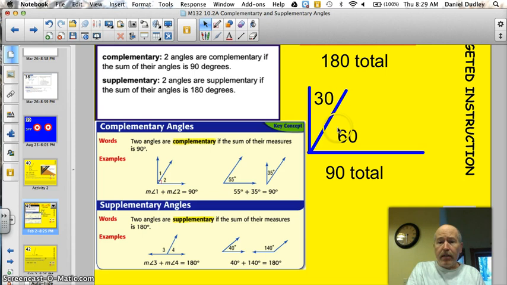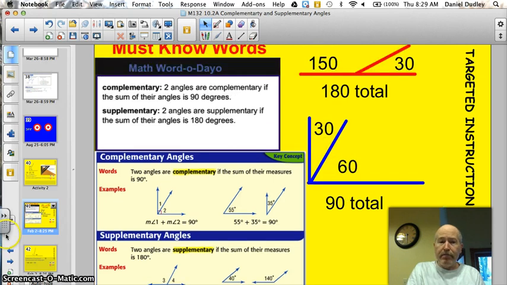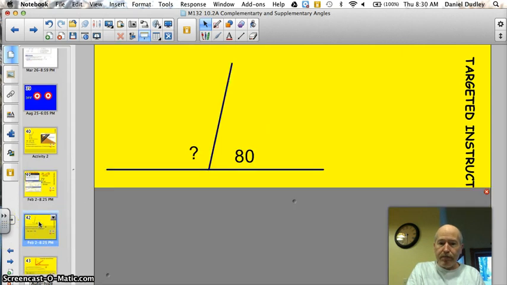30 plus 60. Well, we know that together these form a right angle, so as long as our math checks out, 30 plus 60 is 90, we know that that is complementary. Pretty easy, right? All right, let's take a look at the two different targets on this next question.